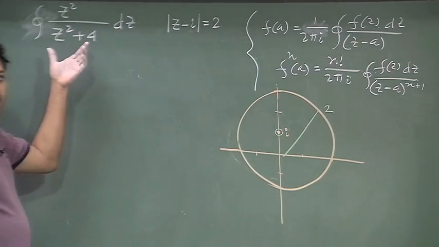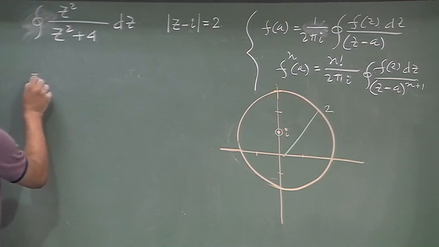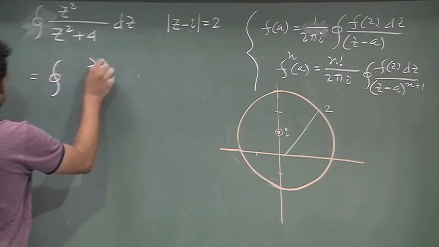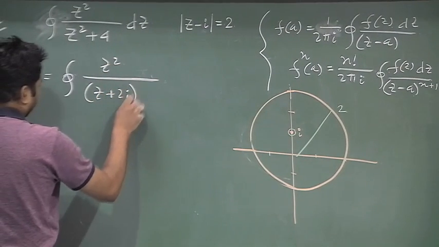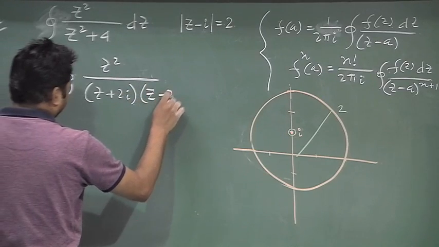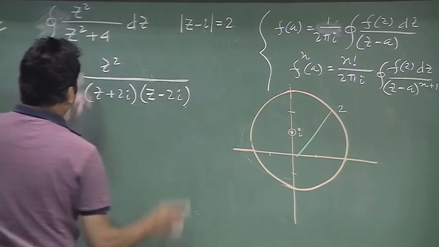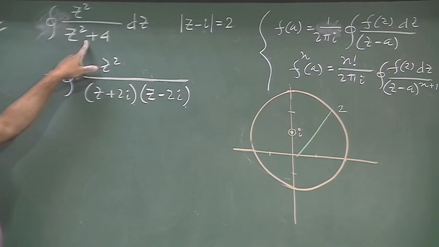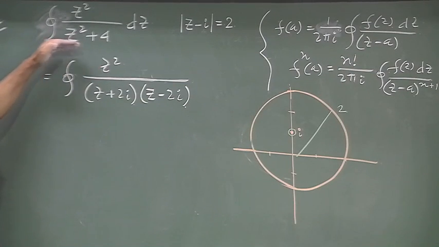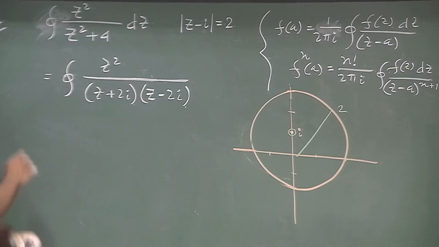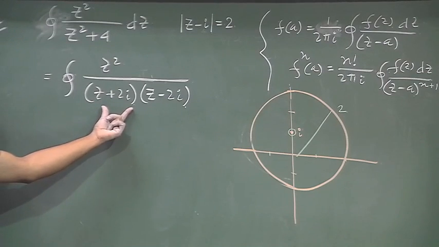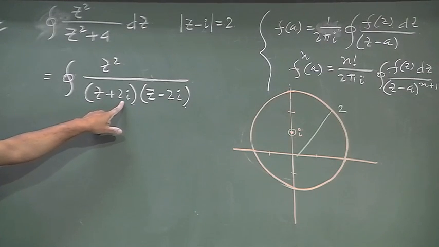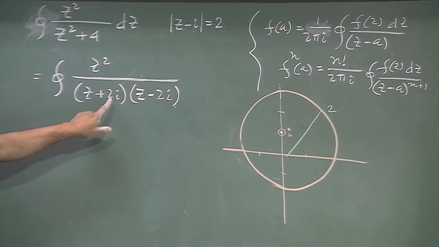Okay. Now, I simplify this expression, z square divided by z plus 2i, z minus 2i. This is a familiar function, because in the previous class I have already mentioned this function when I tried to find the singularity at two different points. So, now you have 2 points where the function is having some singularity. One point is 2i and another point is minus 2i.